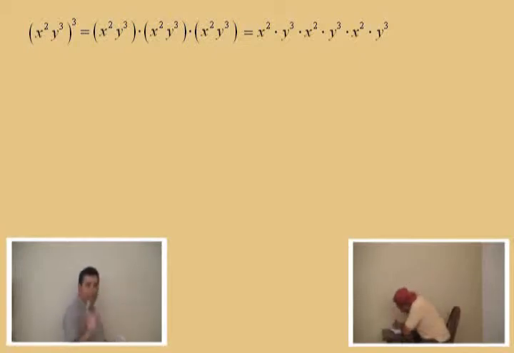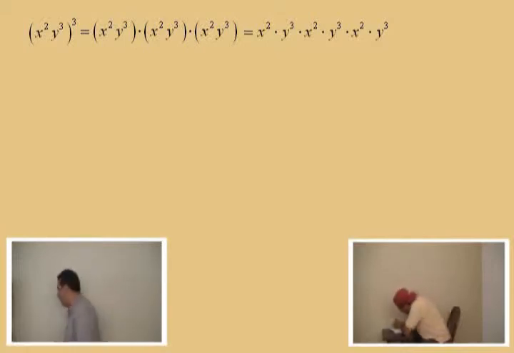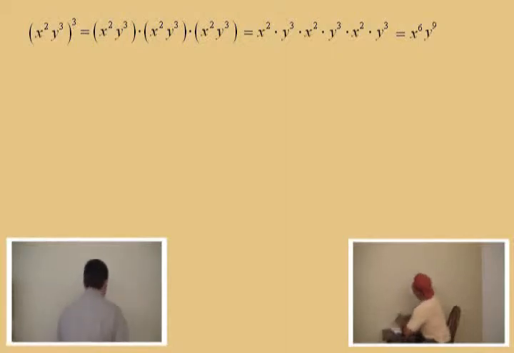because x squared times x squared times x squared, there's 6 x's being multiplied. Remember, x squared means x times x. Now Charlie, we have y cubed times y cubed times y cubed in there. How many y's are there all together, Charlie? 9. There's 9 of them and they're all being multiplied together. And so that will give us our y to the 9th. Very nice, Charlie.